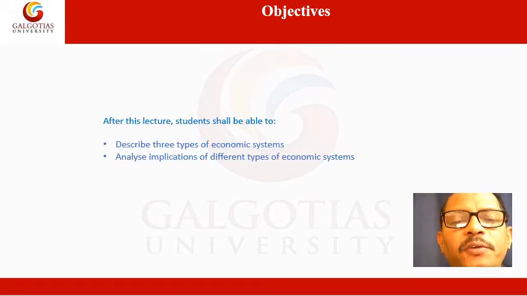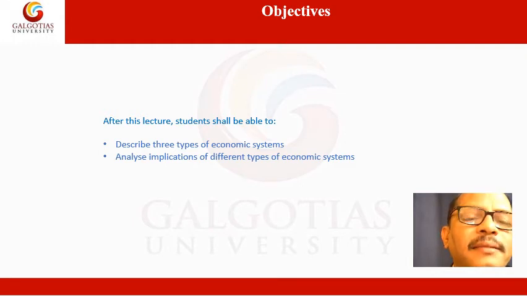The objectives for today's class are that after completing this session, you shall be able to describe the three most commonly known types of economic systems, and you shall be able to understand and analyze the implications of different types of economic systems.